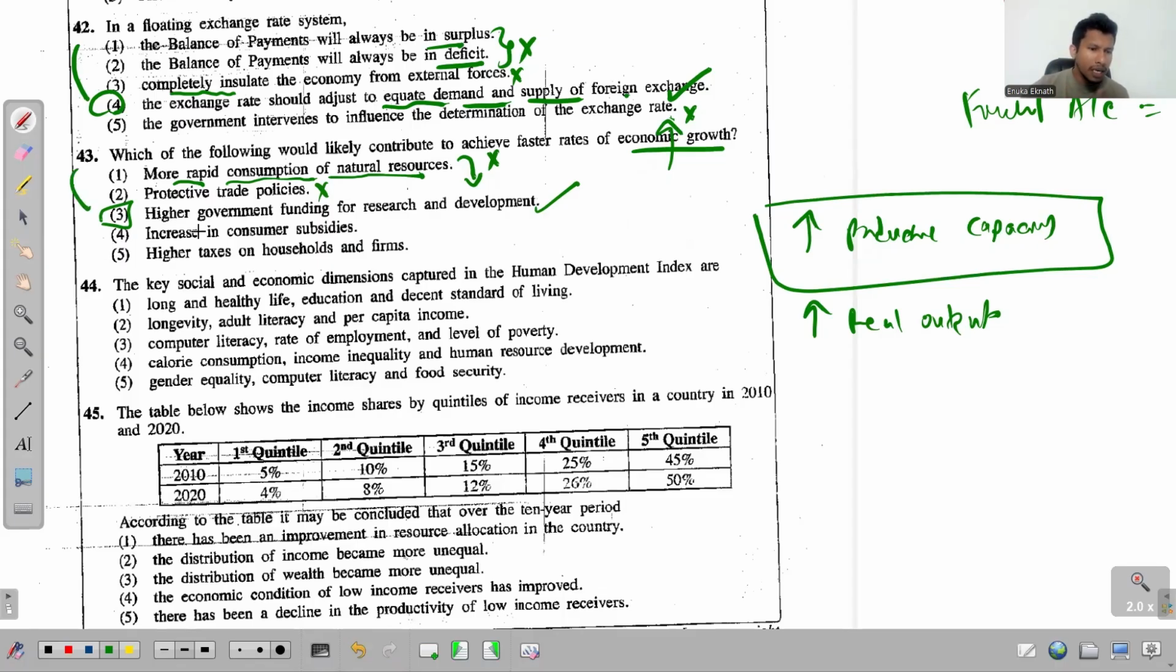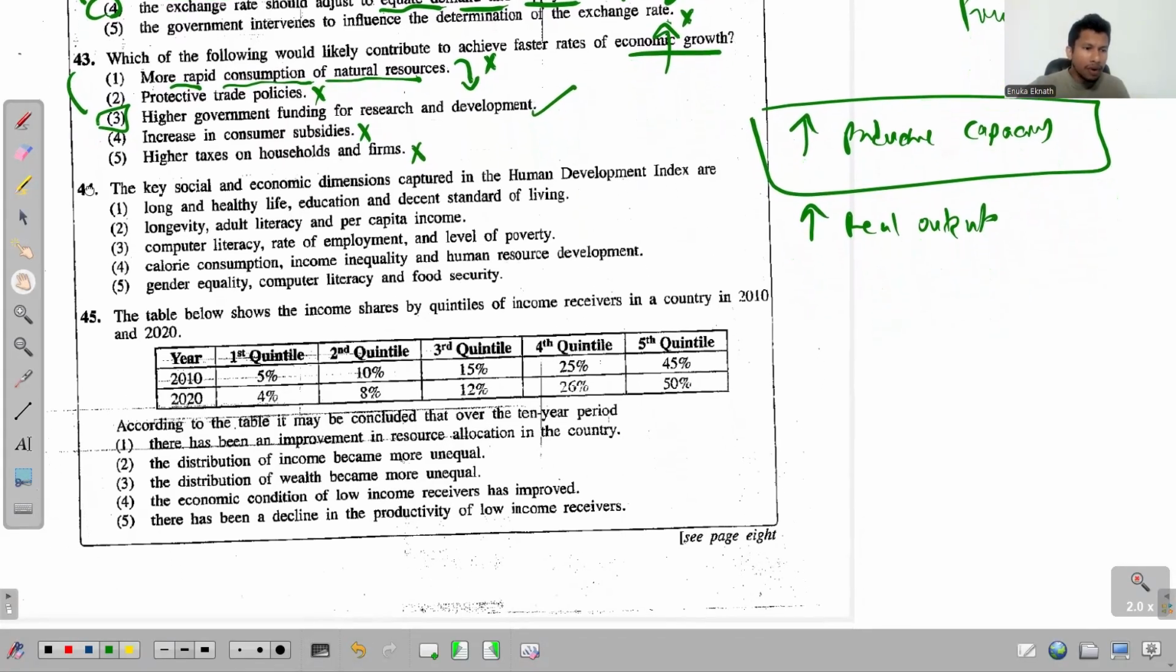But look at the fourth one, increase in consumer subsidies. See, by providing subsidies for the consumers, we cannot always ensure that the real output or the productive capacity increases. So that's a problem with this fourth option. So this is also not the answer. Fifth one, higher taxes on households and firms. This will never increase the productive capacity. This will discourage the production and consumption both.